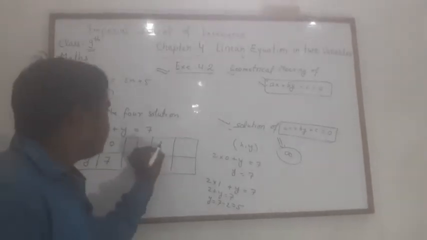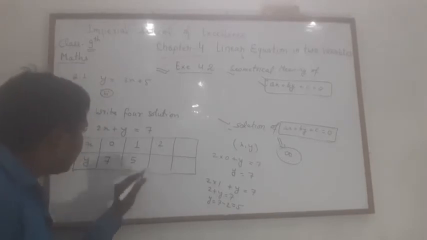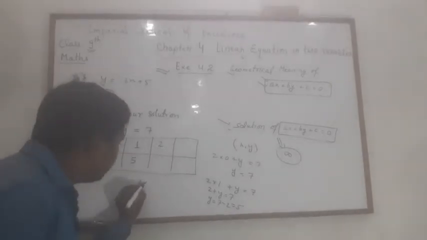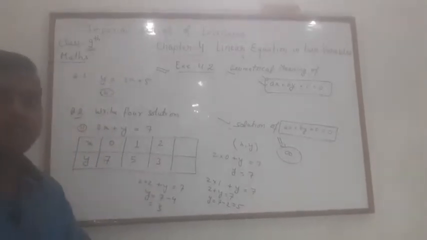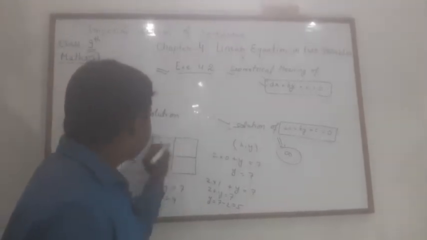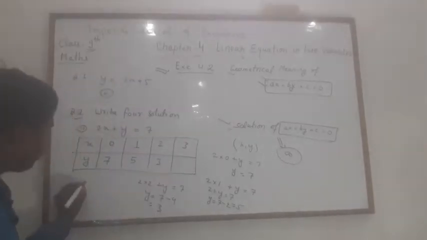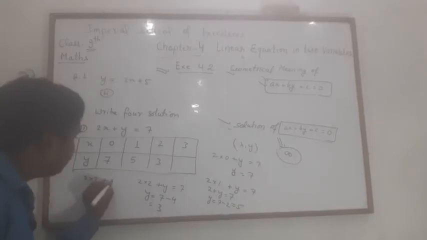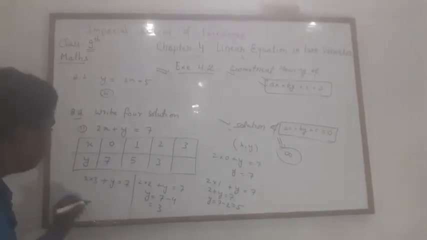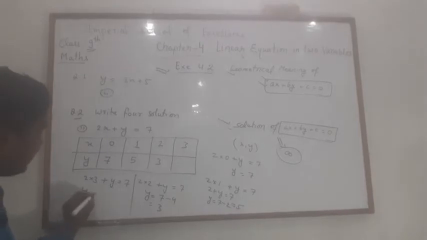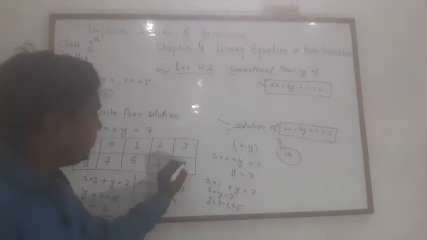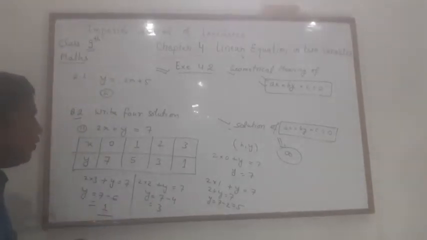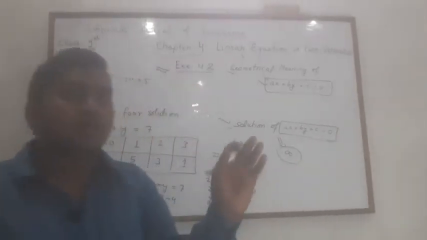Take x equal to 2: 2 into 2 plus y is equal to 7, then y is equal to 7 minus 4, which is 3. If we take x equal to 3, then 2 into 3 plus y is equal to 7, and 2 times 3 is 6, so y is equal to 7 minus 6, which is 1. So this is how we can calculate as many solutions as required.